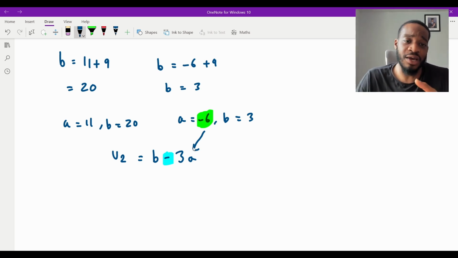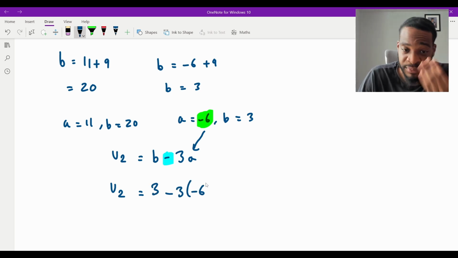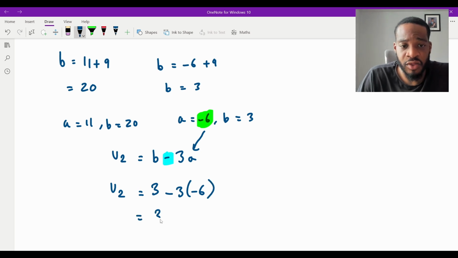But if you want to be safe, just plug in both of them, b and a, see which one is larger. But it's going to be this one, just due to the fact that I'm taking it away. But you can always just check. So u2 is going to equal, b is going to be 3 minus 3 lots of minus 6, like that. And then yeah, that's going to be 3 plus 18, which is 21.